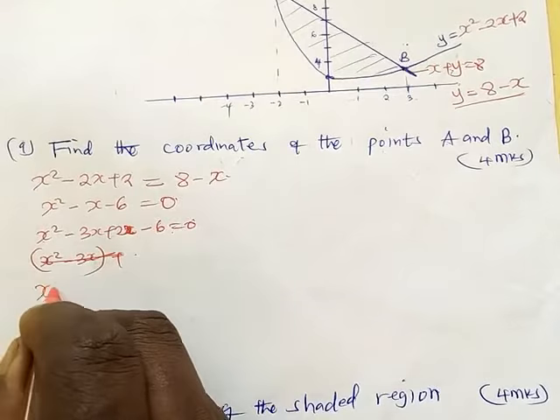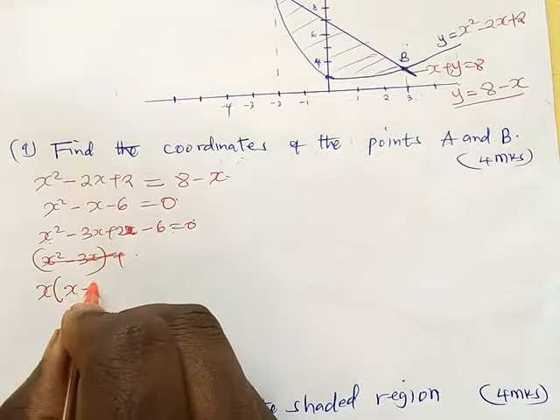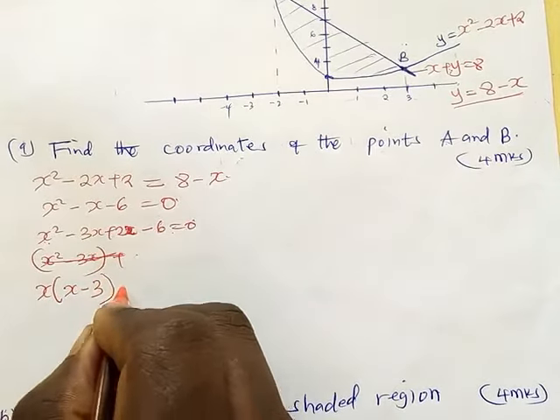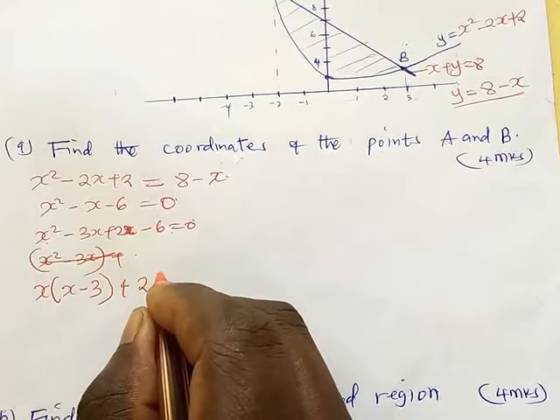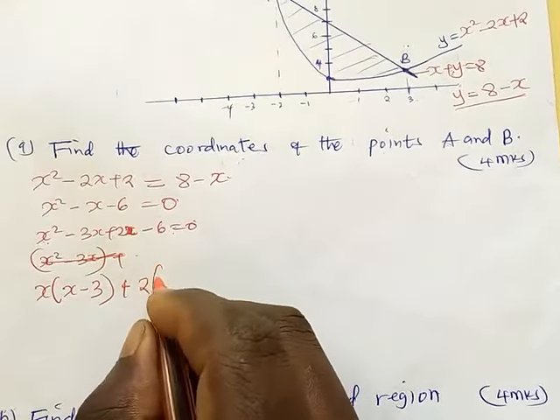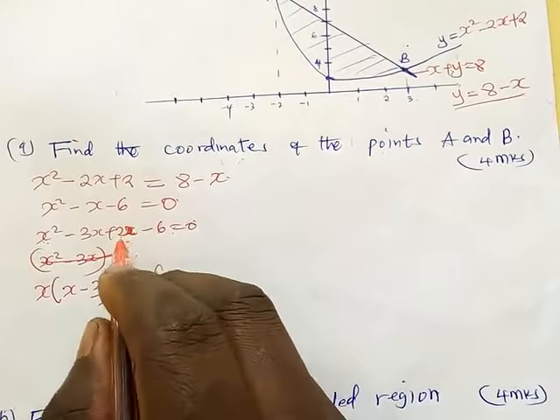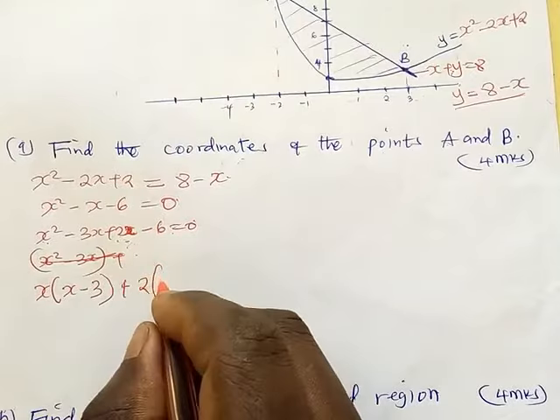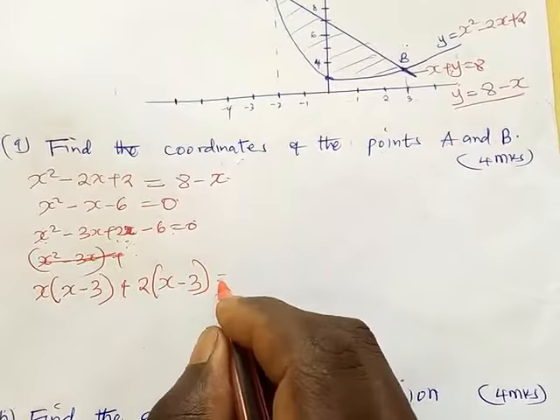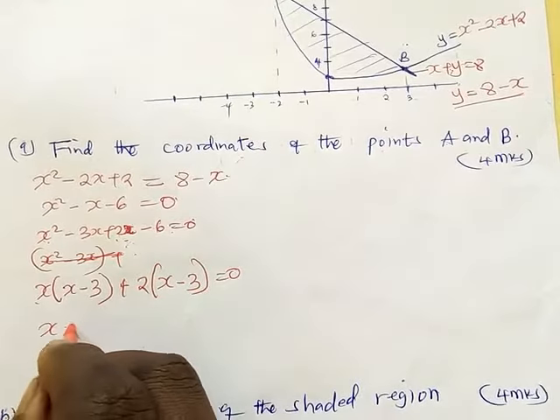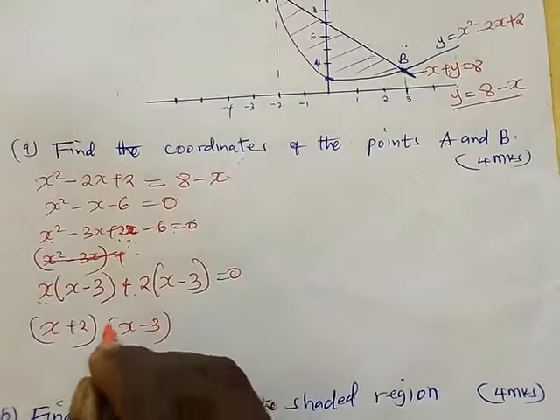So this is x into x minus 3, and then plus 2 into, the common factor here is 2, that is 2 into x minus 3, equal to 0. So we are going to have x plus 2 times x minus 3, and the answer is 0.